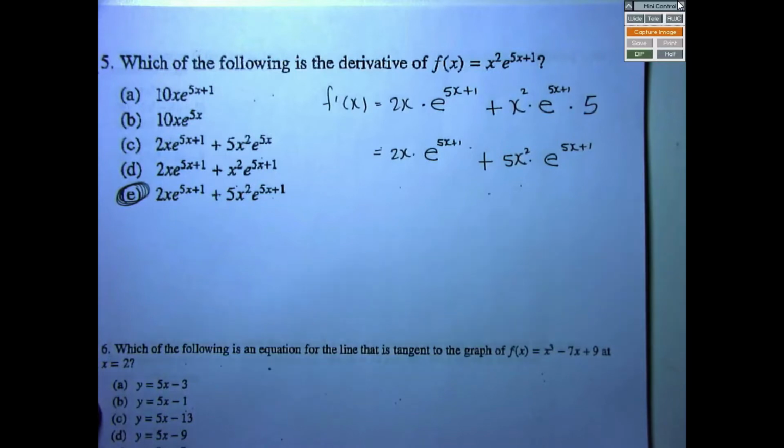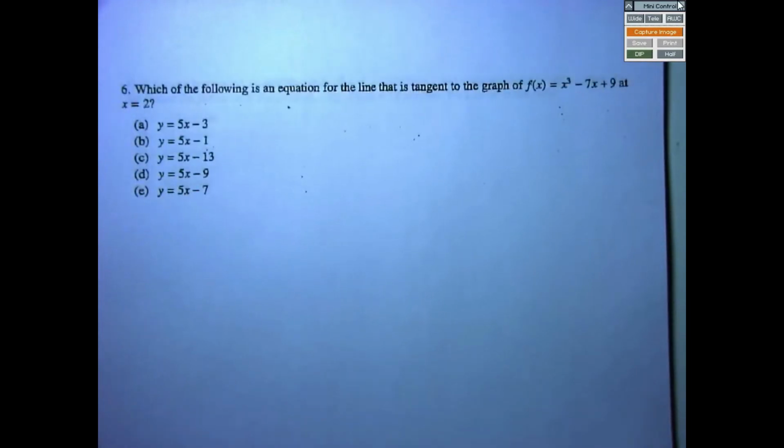All right, any other questions or concerns so far? Doing okay. All right, number 6 says, which of the following is an equation for the line that is tangent to the graph of f of x equals x cubed minus 7x plus 9 at x equal to 2? Guys, being in Calculus 1, we're almost 100% sure you're going to get a question like this somewhere on the exam. Find the equation of the tangent line.